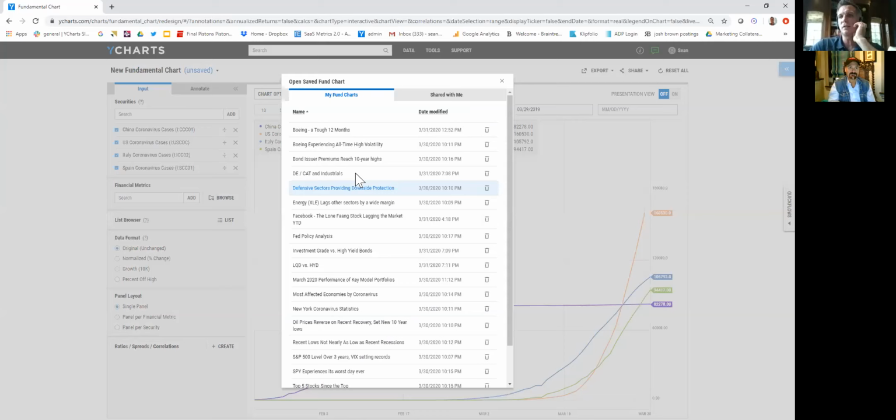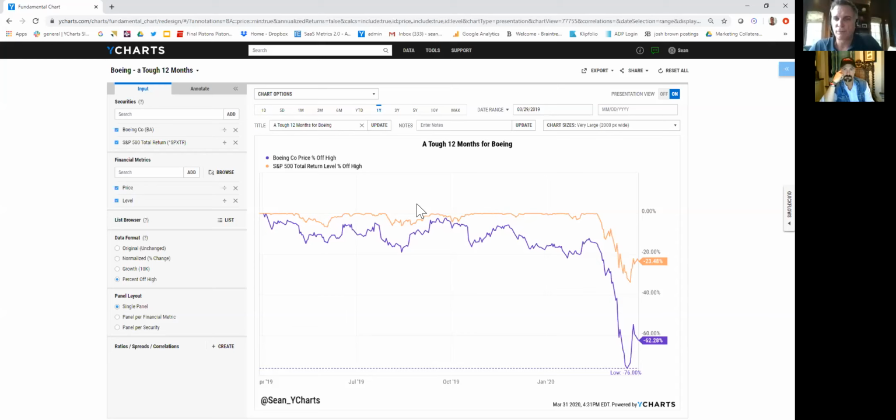Let's take a look real quick at Boeing. Talk about a company that's faced the perfect storm between their faulty aircraft, the 737 MAX, and now all of the other issues going on with the market in general, and then specific to airlines. So Boeing had dropped all the way to 76% off of its high.